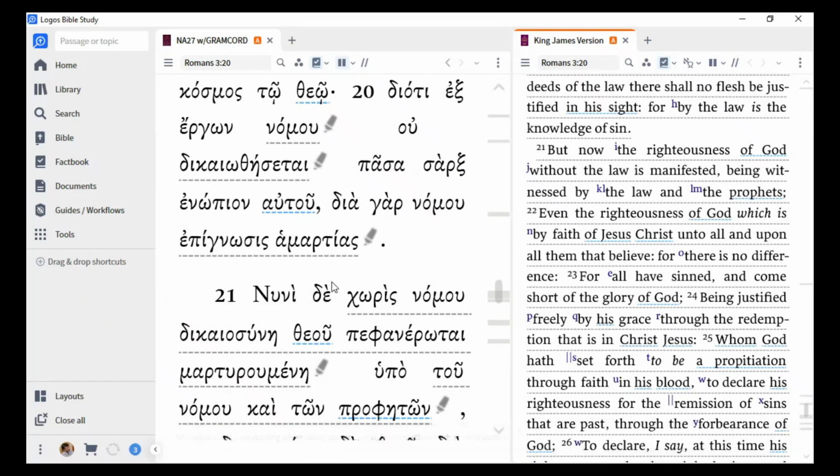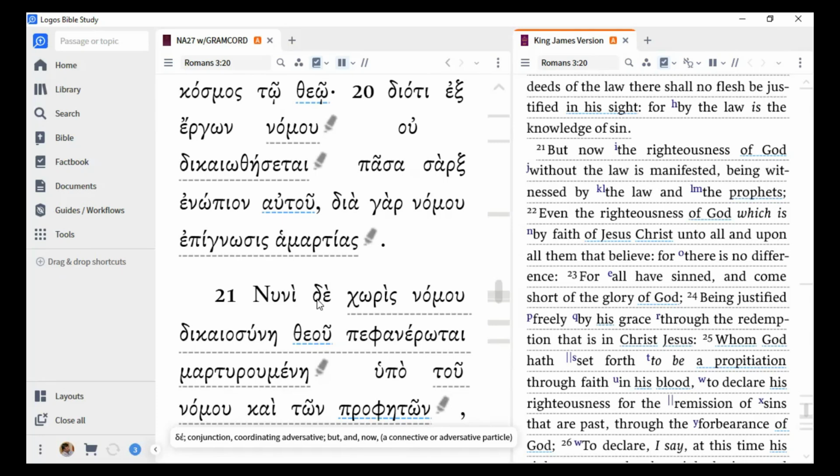De is a particle that gives a contrast between what Paul said in the previous verses, and now he is introducing a new idea from verse 21 onward. He is introducing God's righteousness. In the Old Testament, we know the importance of righteousness. We know that Abraham believed in God, and God counted his faith as righteousness. That righteousness is not based on works, on your own human efforts. This is what God wants.